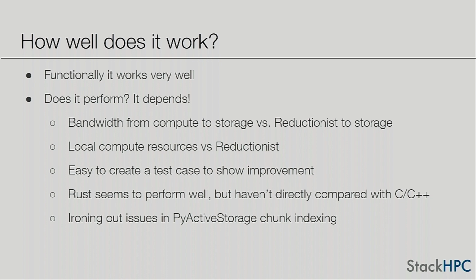So how well does it work? Well, functionally it works. It's fairly well tested and does what it claims to do. But does it perform? I think that really depends on the setup. What is the bandwidth from the compute cluster to the storage cluster, and then the bandwidth from Reductionist to the actual storage? What are the compute resources on the compute cluster versus those in Reductionist? You can easily create a test setup that shows it working well, but I think we need to see this in production to know how well it works for real workloads.